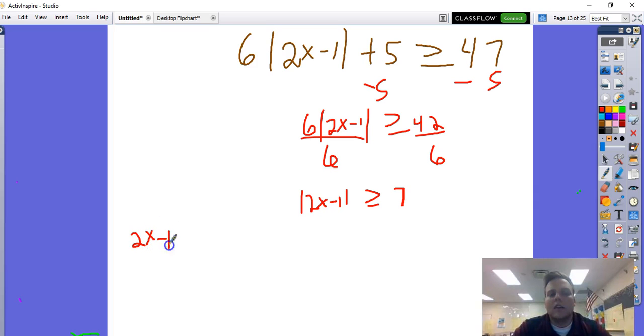Now I have the absolute value by itself, so I can set up my 2 inequalities. 2x minus 1 is greater than or equal to 7, and then 2x minus 1 is less than or equal to 7. Now I'm going to solve for x. I'm going to add 1 on both sides, so I get 2x is greater than or equal to 8. I'm going to divide by 2 on both sides, so I get x is greater than or equal to 4.